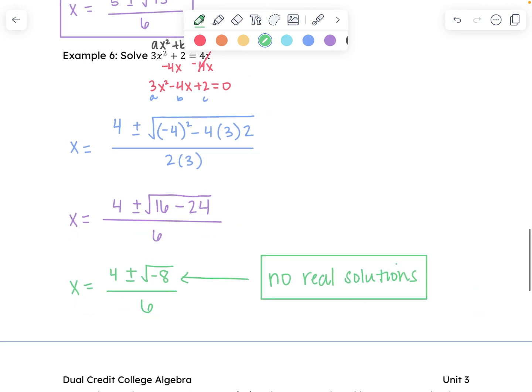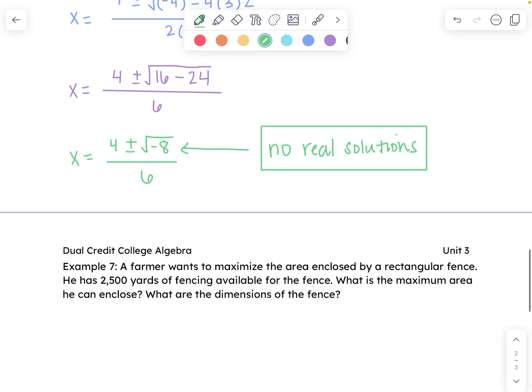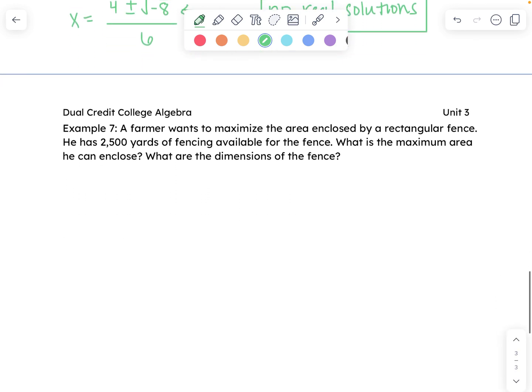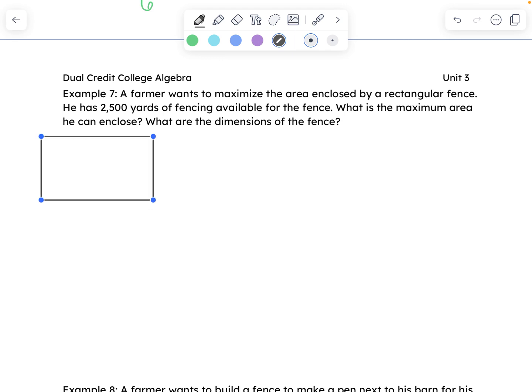Okay, the last part of today's notes is doing some word problems. So let's look at our word problems. It says a farmer wants to maximize the area enclosed by a rectangular fence. So let's draw that real quick. We've got a rectangular fence over here. He has 2,500 yards of fencing available. What is the maximum area he can enclose, and what are the dimensions of the fence?